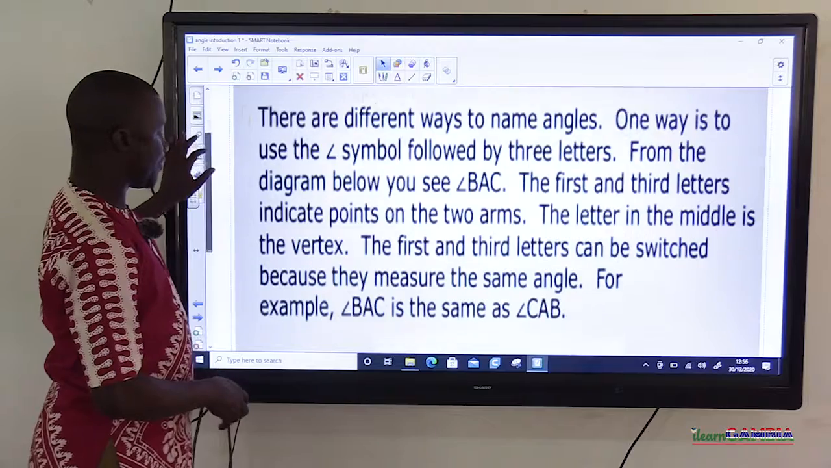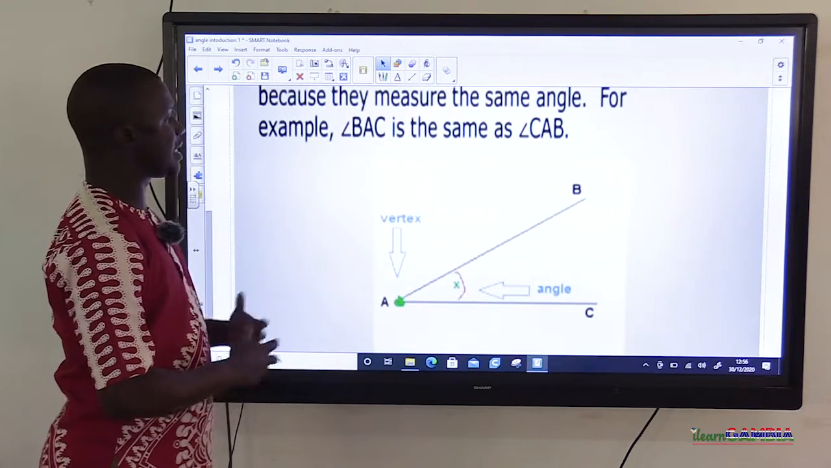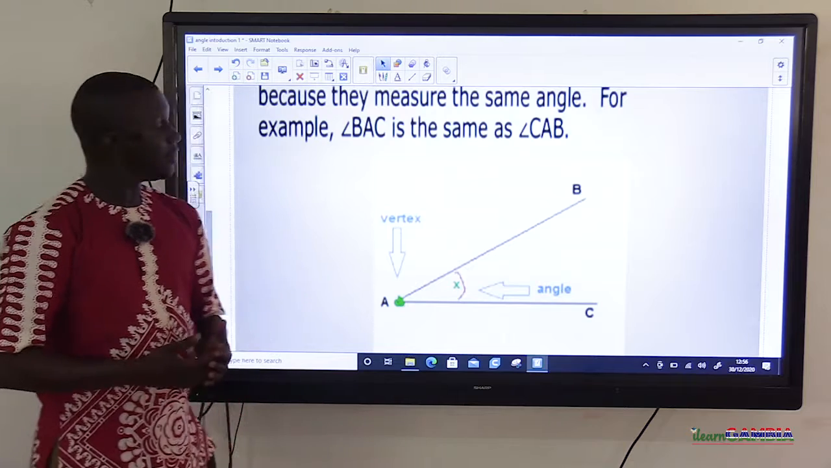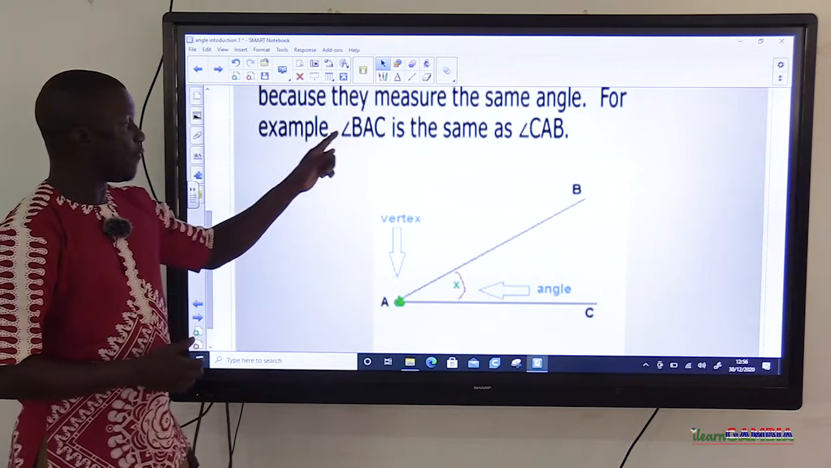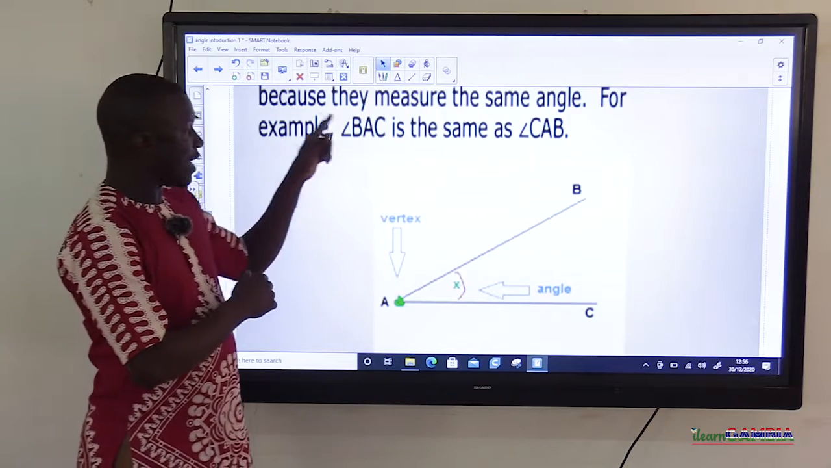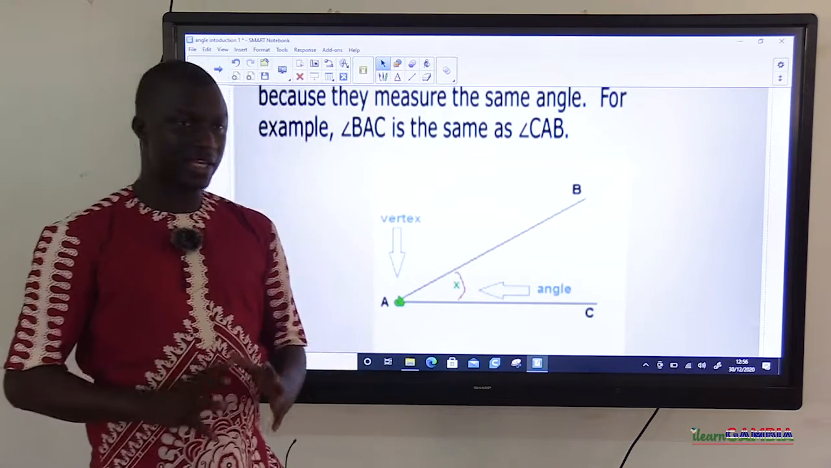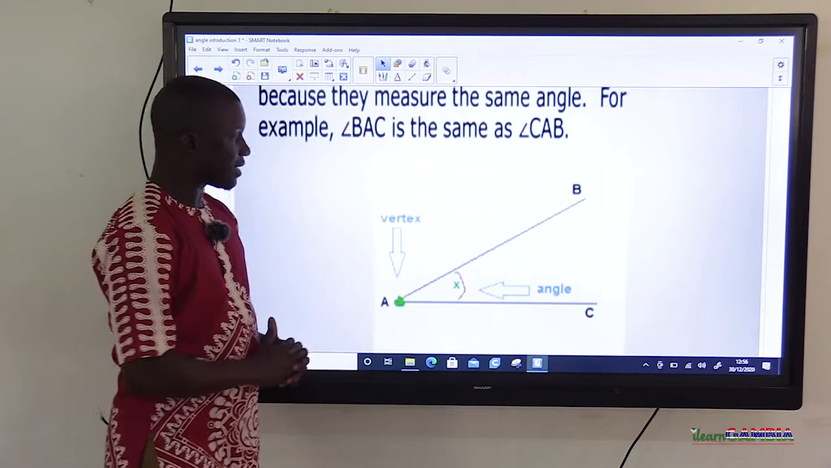Now here's an example of that. Angle ABC is the same as angle CAB. As we read before, the first and the third one could be switched, but the vertex still remains the same because the vertex doesn't change. The vertex still remains to be the vertex.